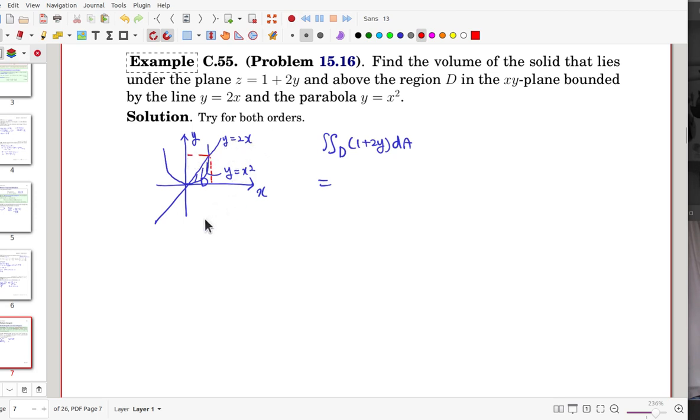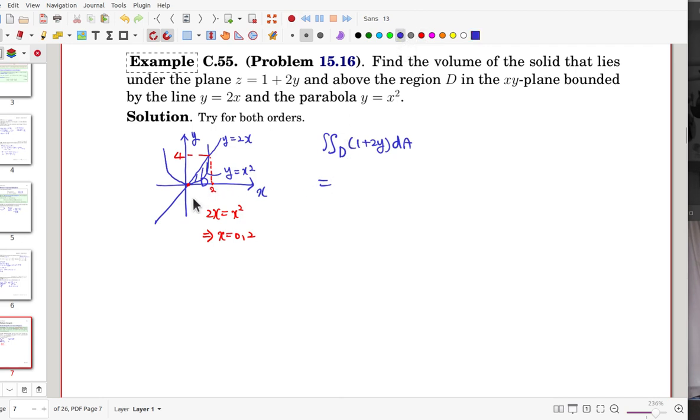Now, y equals 2x and x squared, so 2x equals x squared, which means that x is 0 and 2. This is 0 and that is 2. When x is 2, then y must be 4. Right?